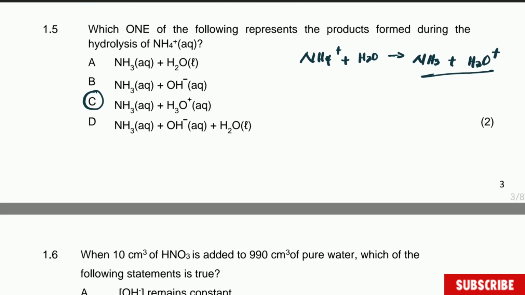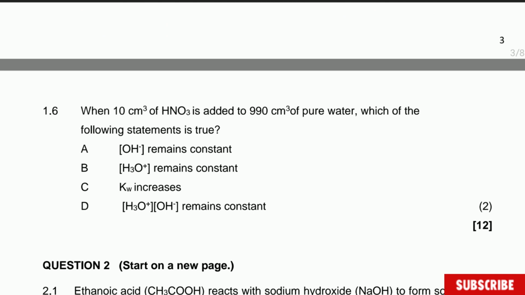There we go. And question 1.6, which is the final one: when 10 cubic centimeters of nitric acid is added to 990 cubic centimeters of pure water, which one of the following statements is true? And then they give you options there. The concentration of OH remains constant, and not possible. The concentration of H3O plus remains constant. The Kw increases. And the product of the concentration of H3O plus and OH remains constant. That one is the answer. And that one, in other words, is Kw, which stays constant.